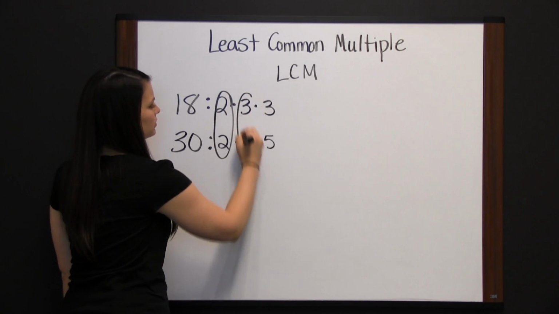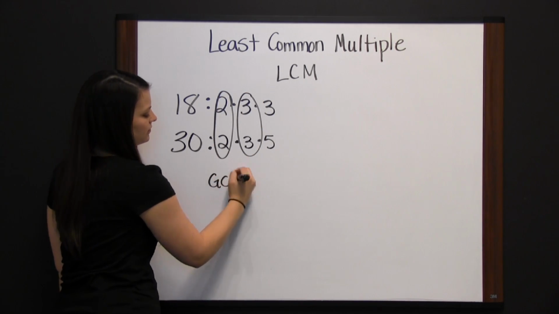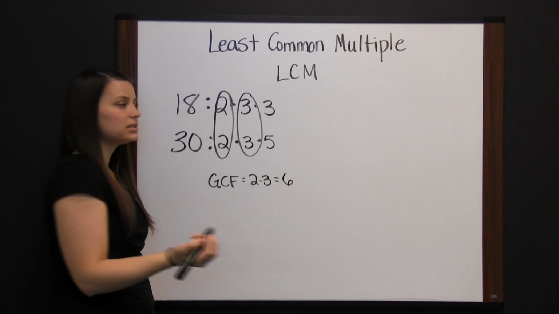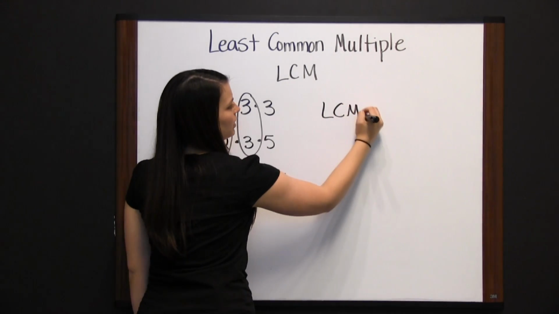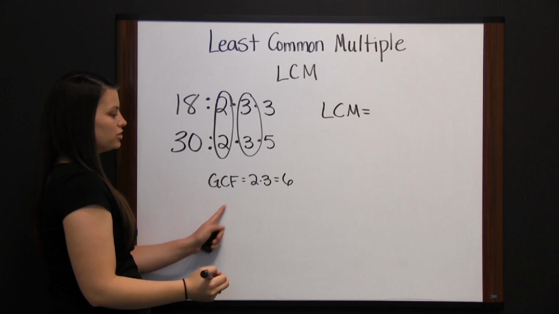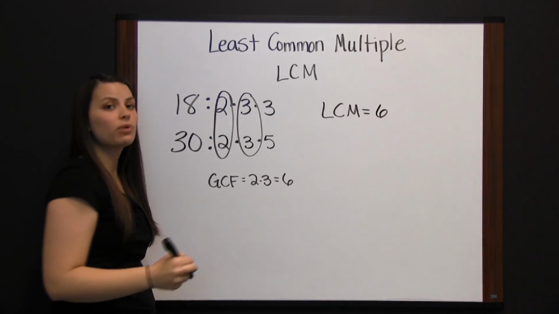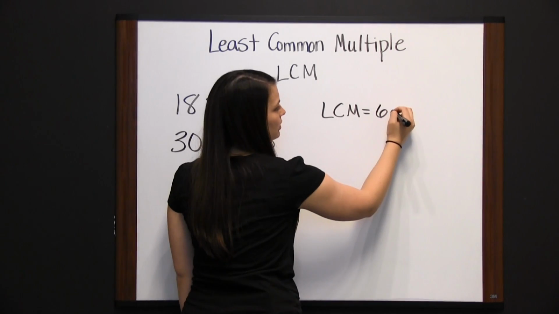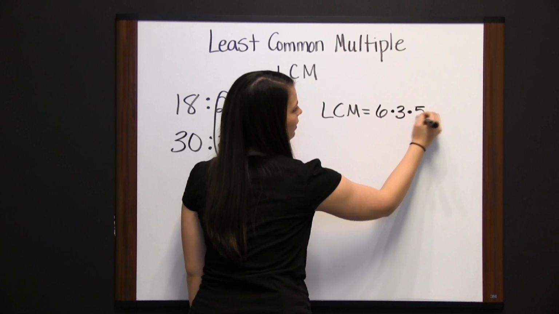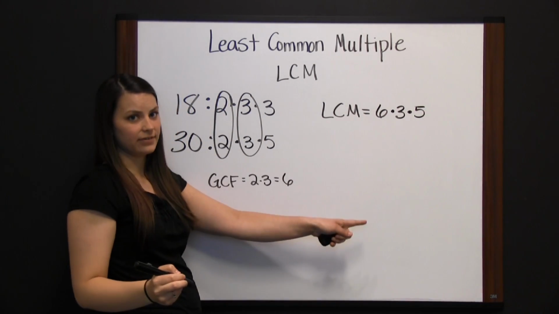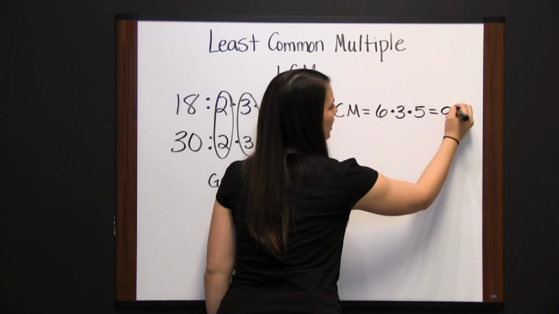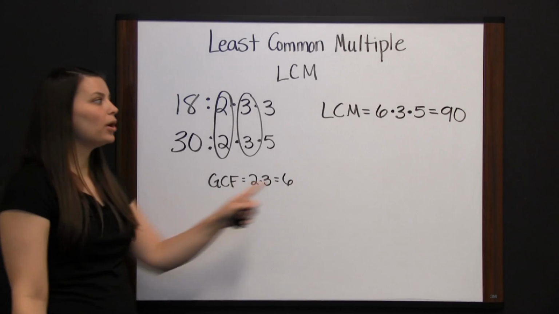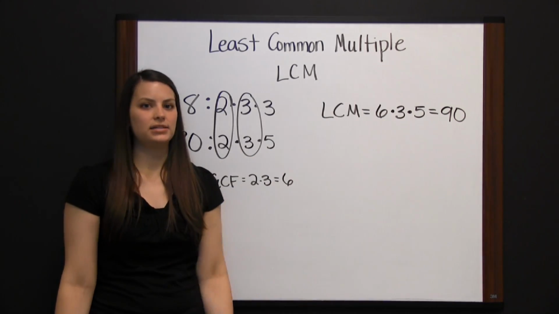is 2 times 3, or 6. So our least common multiple is the product of our GCF, 6, and the remaining factors. The remaining factors are 3 and 5. So 6 times 3 times 5. 6 times 5 is 30. 30 times 3 is 90. So the smallest number that 18 and 30 will both divide into evenly is 90.